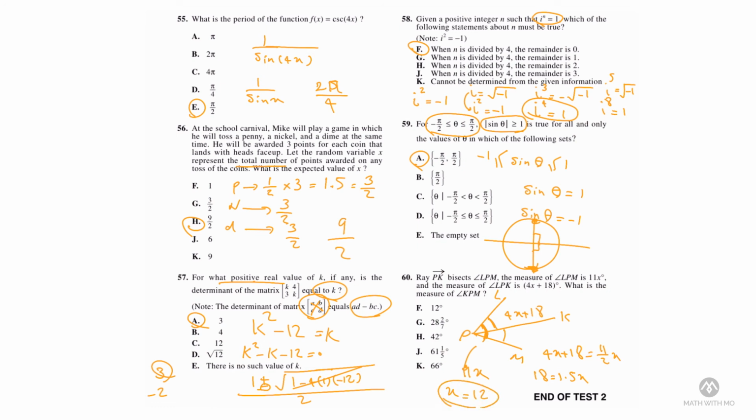So when x is 12, we can find KPM because it's equal to 4x plus 18. So 4 times 12 plus 18. 4 times 12 is 48, plus 18 is 66 degrees. K is the answer. Alright, so that was it.